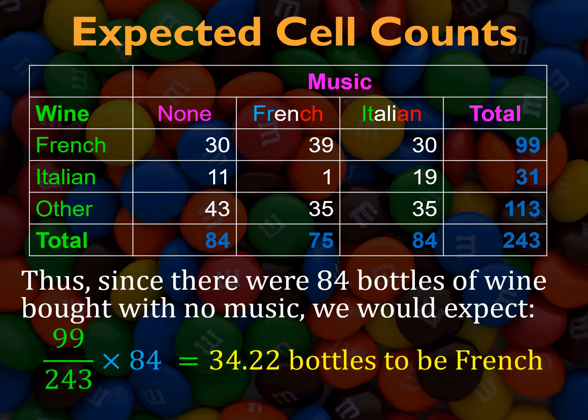Since there were 84 bottles of wine bought with no music, we would expect 99 out of those 243, or 0.407, to be French. So that's 99 over 243 times 84, which means we expect 34.22 bottles to be French if the proportion of French wines for no music would match the overall proportion of bottles of wine that were French.